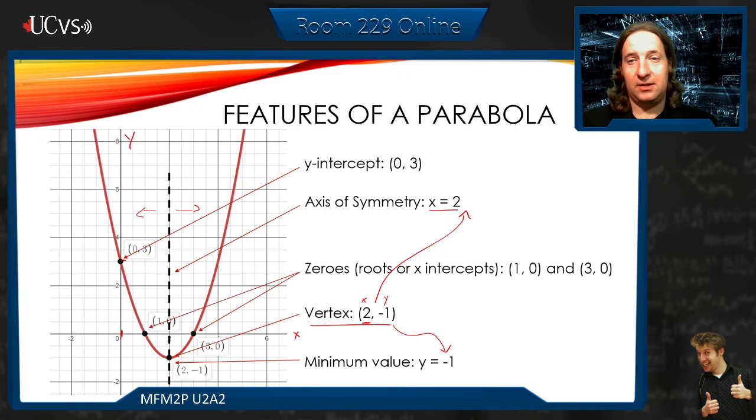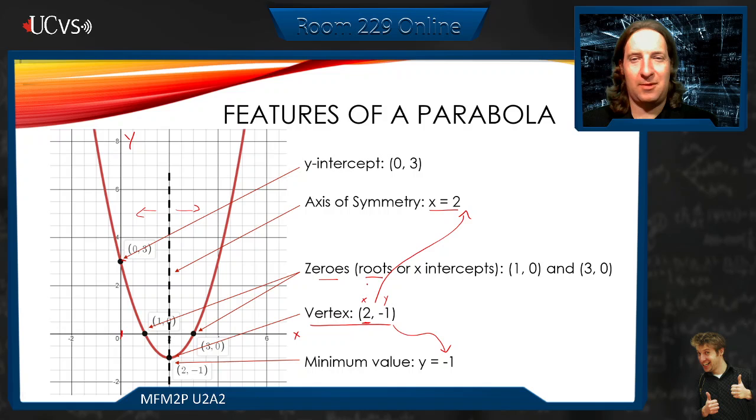And the other one is we can look at the x-intercepts. This is a little bit tricky because there are actually 3 different terms for the same thing. We can say it's x-intercepts. That makes sense, right? It hits the x-axis at 1 and 3, or (1, 0) and (3, 0). But it's also called zeros or roots.